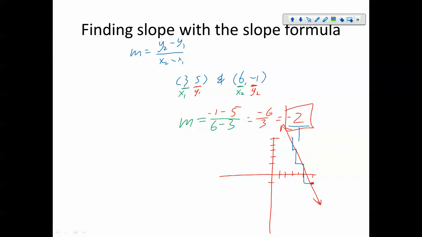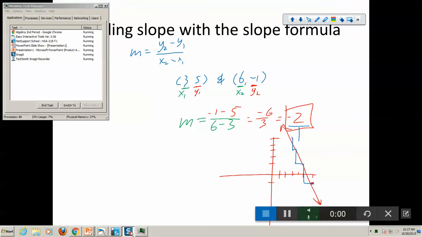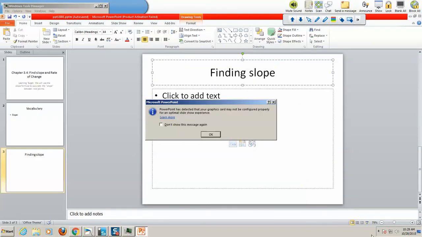Let's do another example. Come on now. You want to do that. Uh-oh. I locked up. Alright, we're back. Sorry about that. My thing locked up. I don't know what that means.